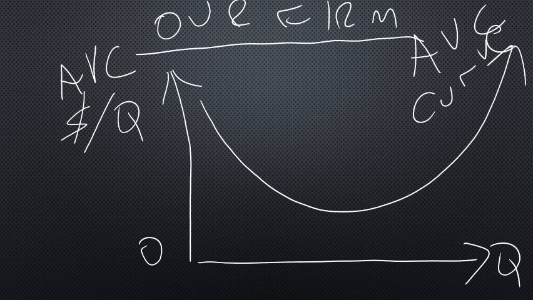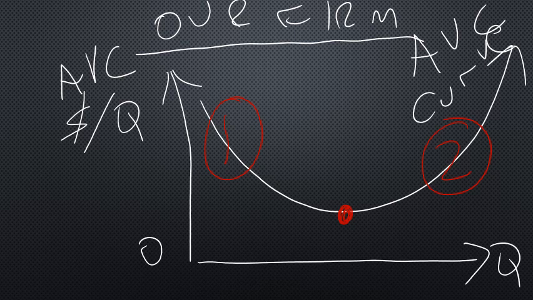Using the language of production, this would be the first stage of production. This would be the second stage of production, followed by, as we go up, third production stage and the fourth production stage. And this would obviously be the point of inflection. That's where AVC is at its lowest point. All right, I'll have a lot more to say about this later on.